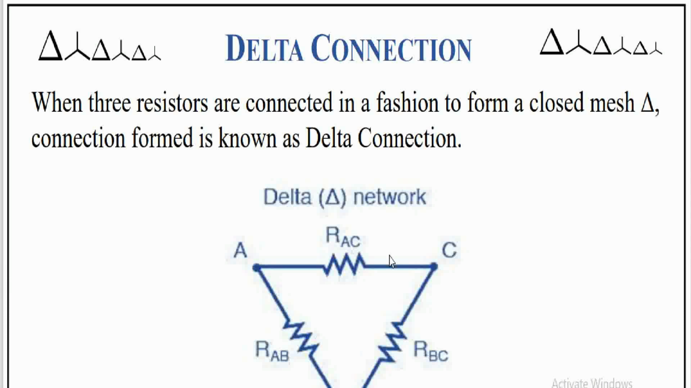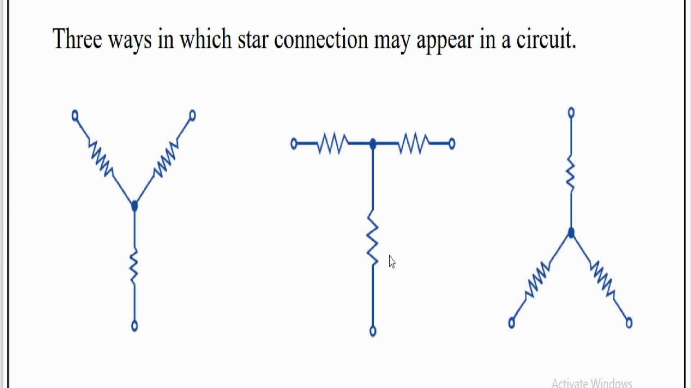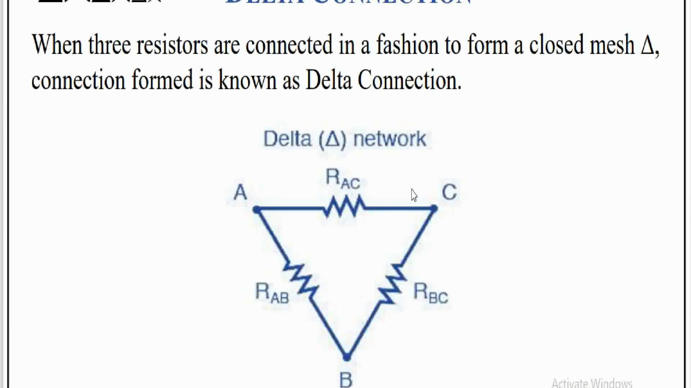And this is a delta connection, when three resistors are connected in a fashion to form a closed mesh. Have you observed, in a star connection, it is not a closed mesh. All ends are open. But in a delta connection, it forms a closed mesh. So when three resistors are connected to form a closed mesh, the connection is known as a delta connection.